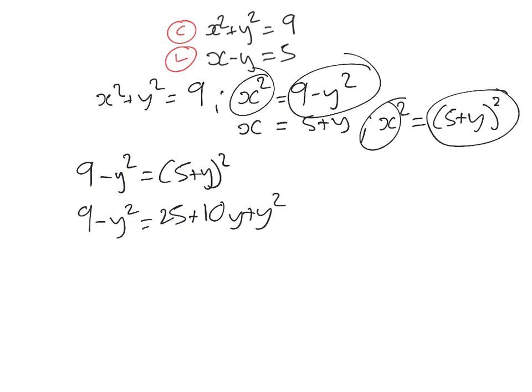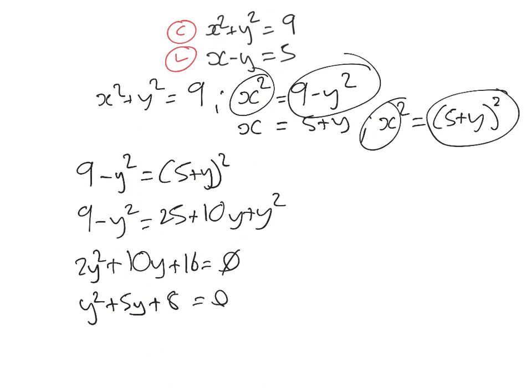So we should have 2y squared, we've taken that across, plus 10y, plus... 25 take away 9 is 16, so it must be 16 equals 0. Coefficients of all three terms are even, so we can divide everything by 2. So y squared plus 5y plus 8 equals 0.